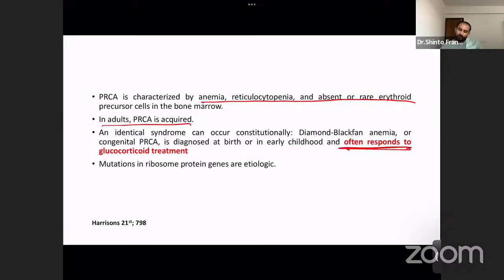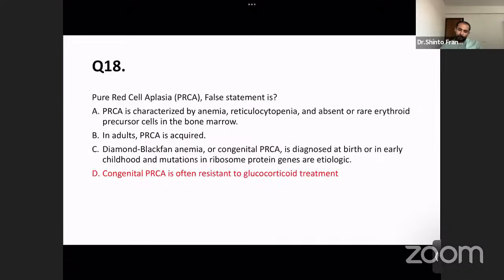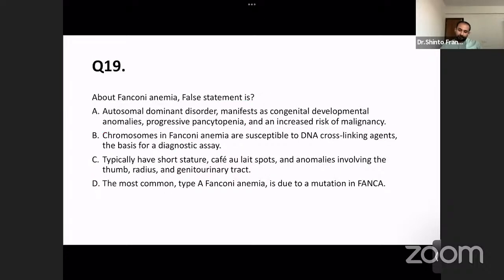This is the false one. They said it doesn't respond, but it often responds to glucocorticoid treatment. Etiology is mutation in ribosomal protein genes. Okay, D is the answer.